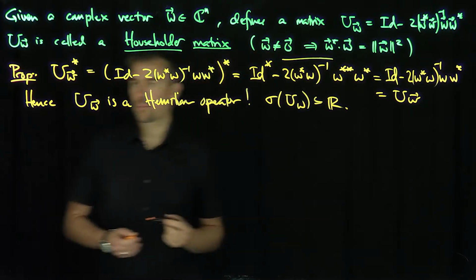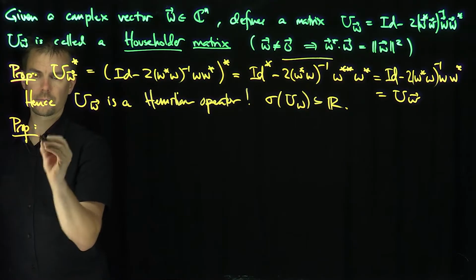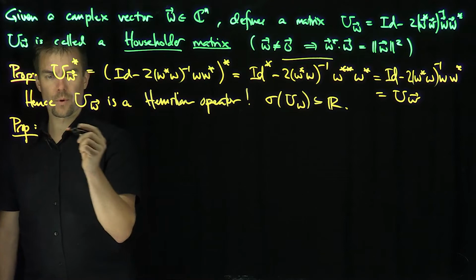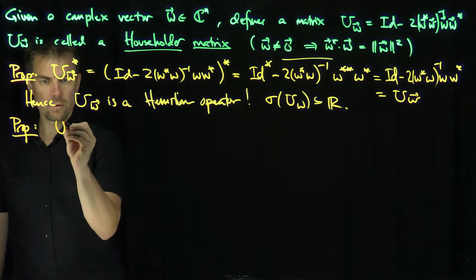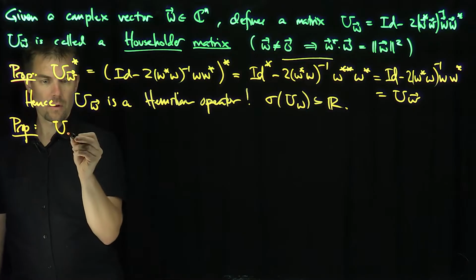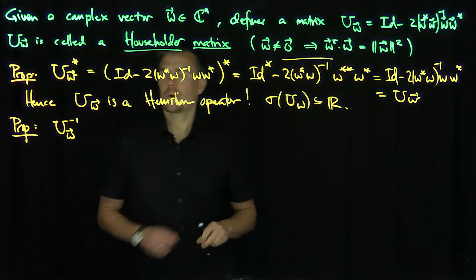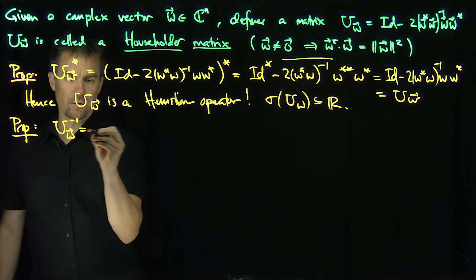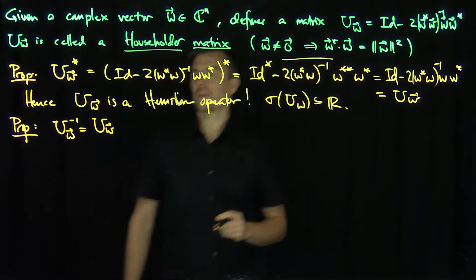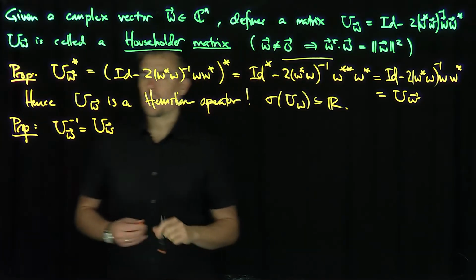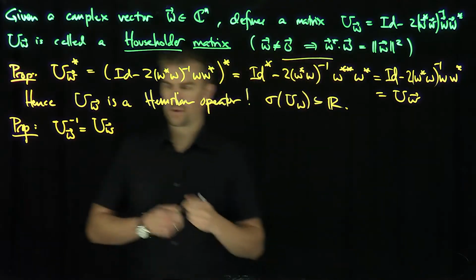The next property we're going to prove, property 2, is that it's self-involutory. In other words, what we want to do is we want to look at U_W inverse. Okay. We claim that U_W inverse is equal to just U_W. Of course, how can we see something like this? Well, what can we do? Let's prove it. So here's the proof of this fact.